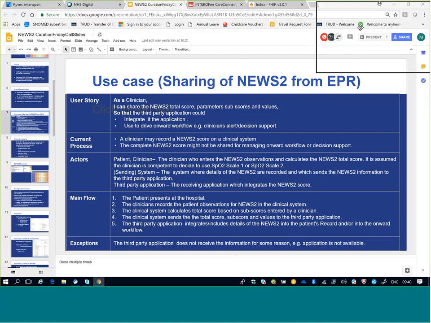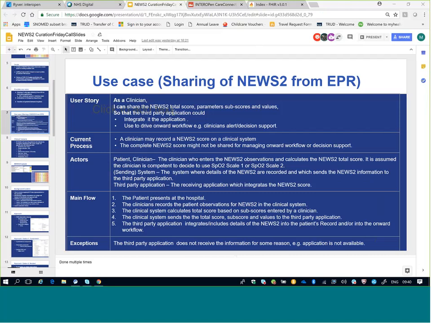So this is the use case for sharing NEWS2 from an EPR. So the user story, and again, this is a presumed use case. We actually don't have a real use case given to us. And what I'm keen to hear from people who are attending this call is, first of all, their view on this use case, how realistic it is. But also, if you have any real use case on the ground for NEWS2 sharing, what kind of workflow would you envisage? And if you could share that with us on the call after I finish the use cases, because I'm going to stop off the use cases to come back to the attendees to say if you have any use cases that you would like us to look into.